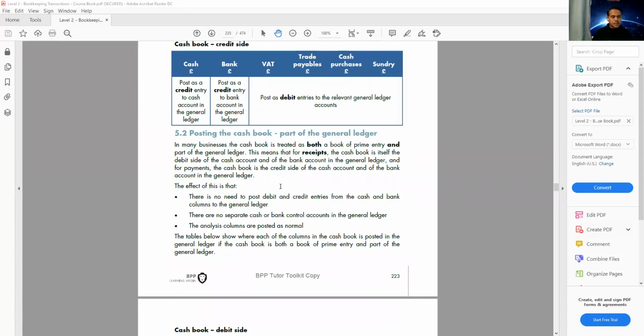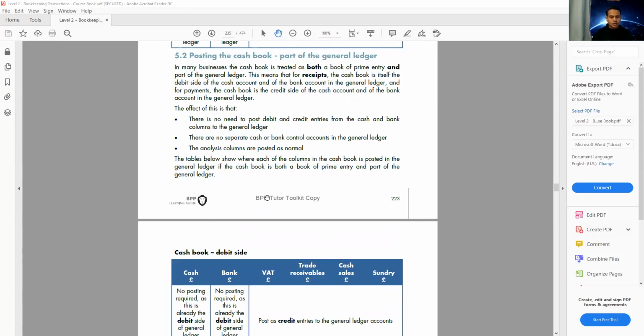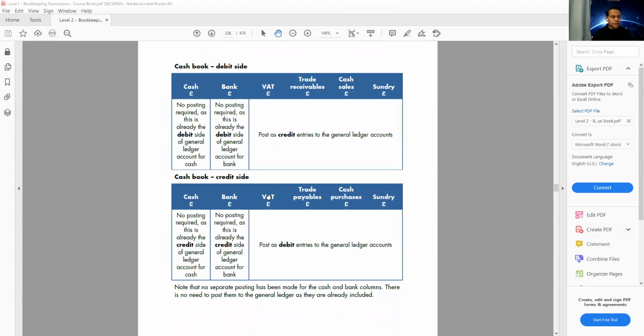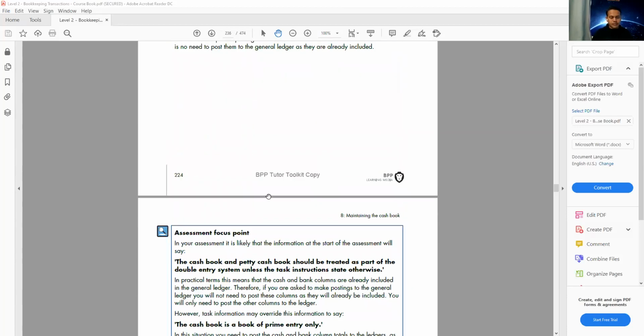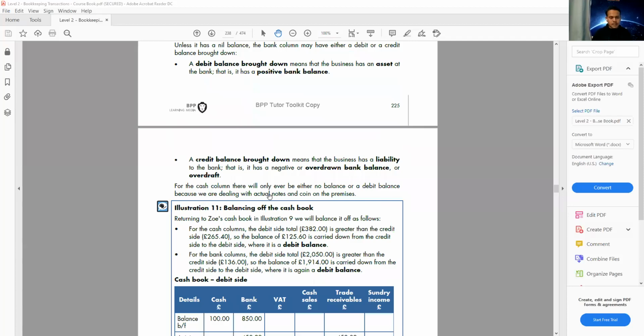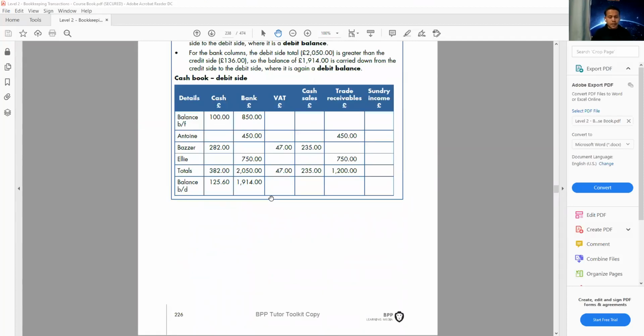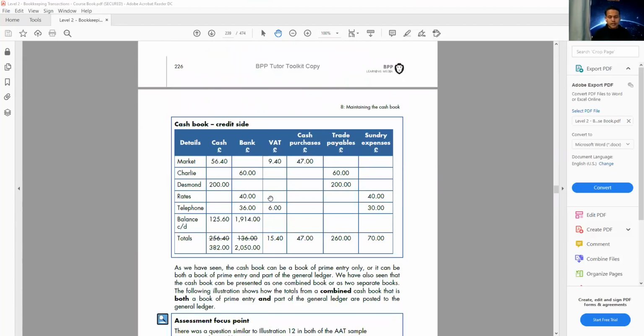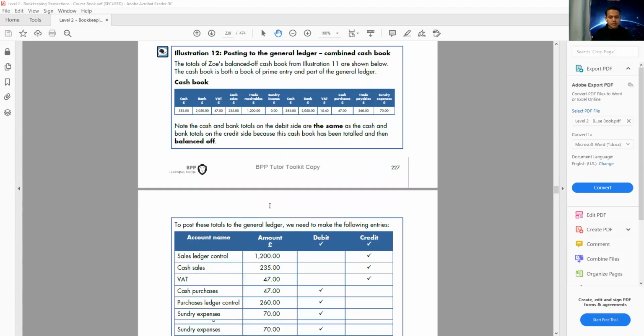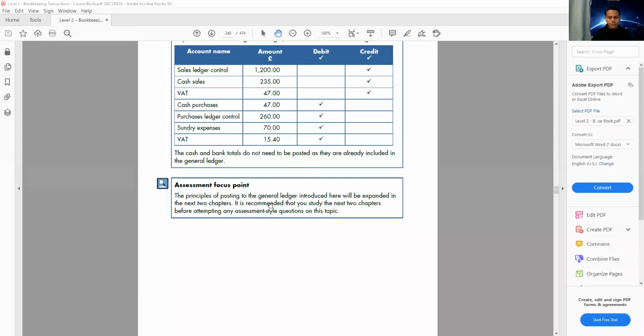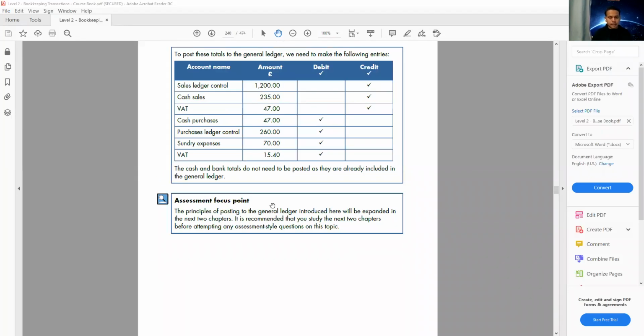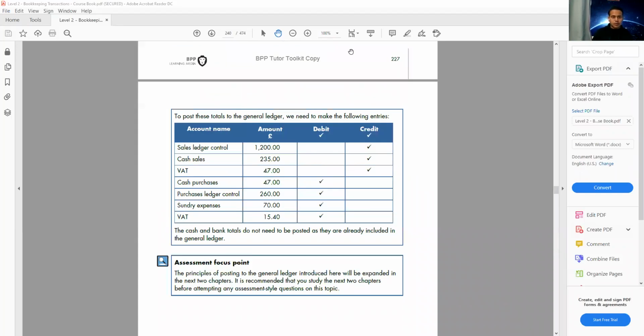Okay, so let's move on to our posting. Posting to the general ledger. Let's have a look. There's a lot of explanation and examples here. You can read yourself. That will help you to understand a lot. But we will do it in the next chapter. The posting.